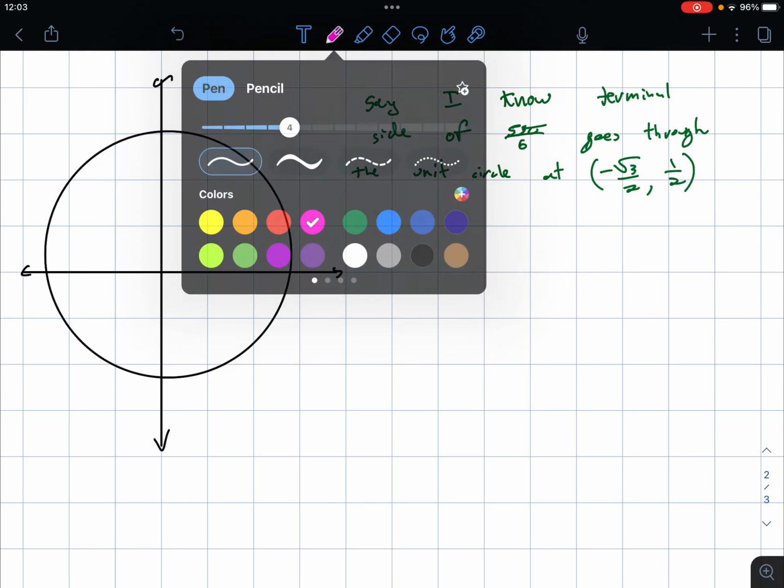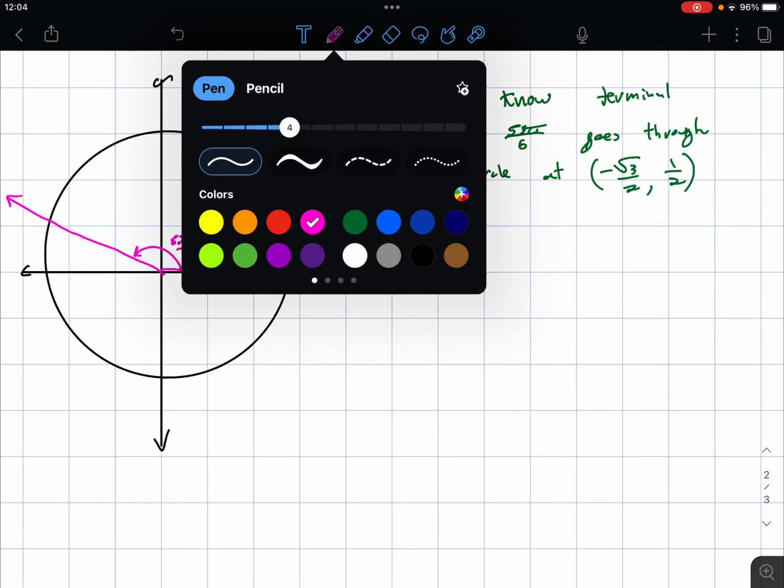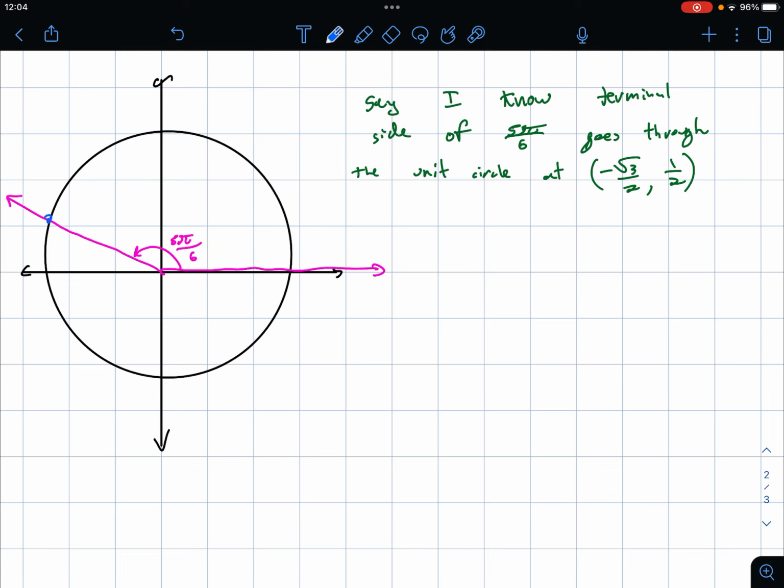But regardless, say I have this angle, so let me draw an angle in standard position, 5 pi over 6, or 150 degrees, so we're somewhere around here. And say I know that we go through the coordinate -√3 over 2, 1/2. Based on what we just talked about, I can immediately say that that x and y coordinate are my cosine and sine ratios. But let's go through the process to see.